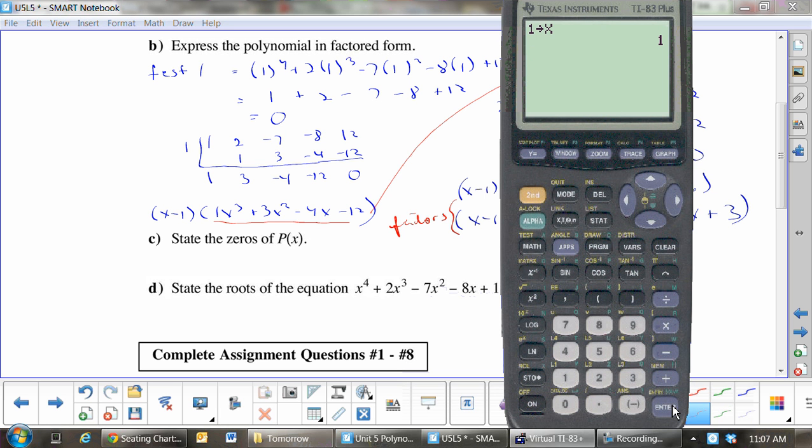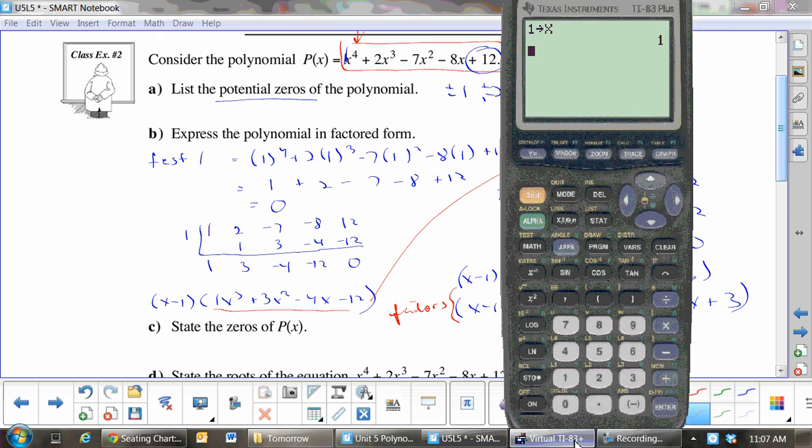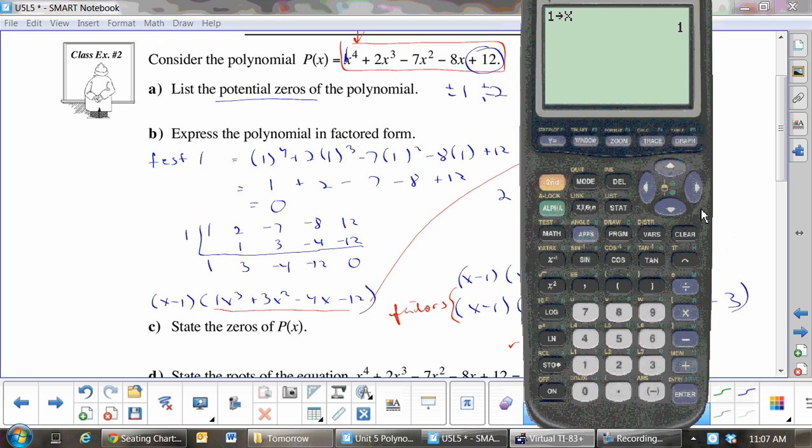So then I would put in my equation, okay? And my equation is 1x to the 4 plus 2x cubed minus 7x squared plus 12. Now, if you press enter, I did something wrong.